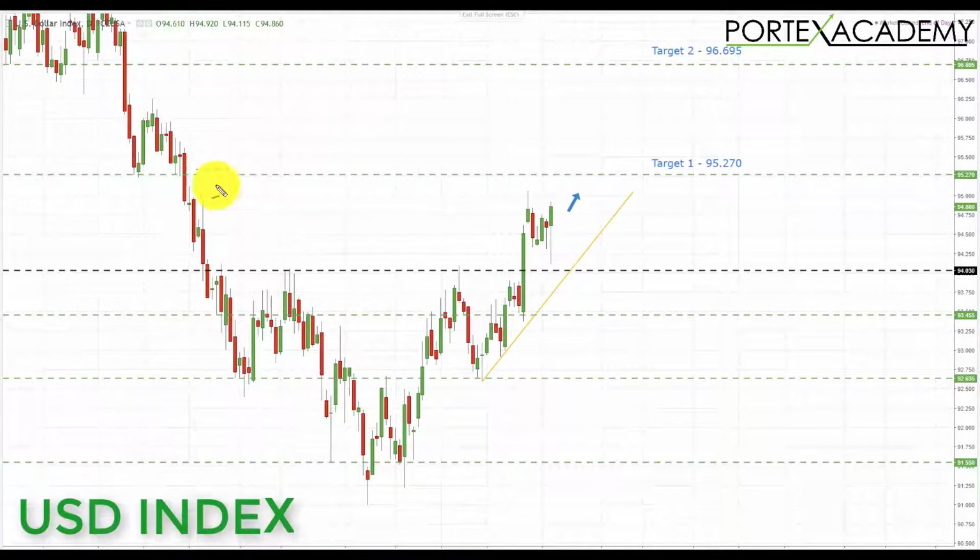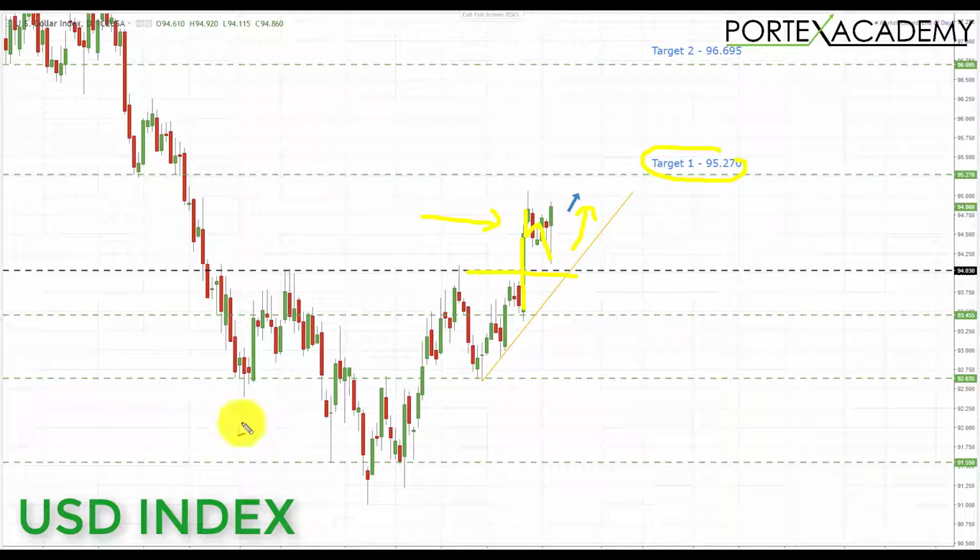Starting with the US dollar index, as we do every week, you can see last week we were looking for a correction, having broken through the key area of resistance at 94.030. We were looking for a correction back into this area to test it as support before further advances to the upside in the dollar index. And as you can see, we did get that price action last week. However, we haven't achieved the target of 95.270 set out from last week.